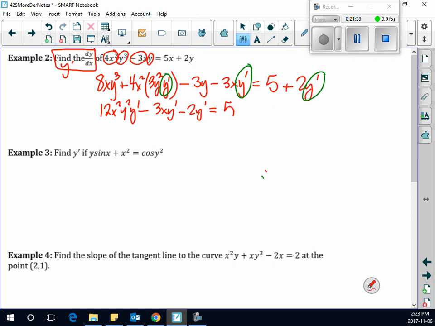So I'm going to go 5. This has to go over. So minus 8xy cubed. And then this has to go over. So plus 3y. This is a cube, by the way. Okay. So now what do I do? You factor out the y prime. Very good. And when you're really good at this, you won't even do this step because this takes too long to write.